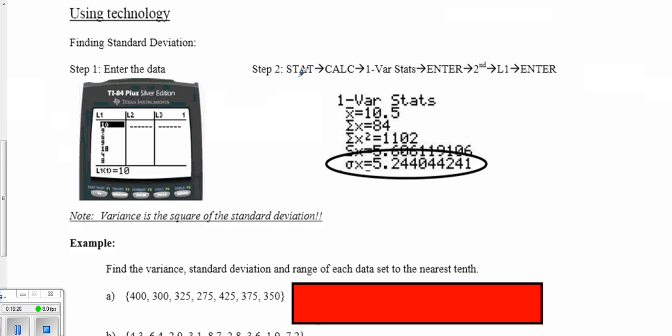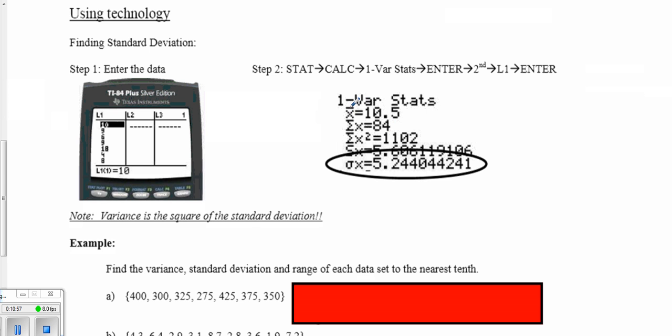Step 2, you would go to the menus and find Stat. From Stat, you would go to Calc, or CALC. We want 1-Var Stats, just one variable stats. We're only looking at one variable here. All of these just have one value with them. Then we would hit Enter. Second, L1, that tells us we're using list 1 as our calculated statistics, and then hit Enter. This will calculate everything for you.